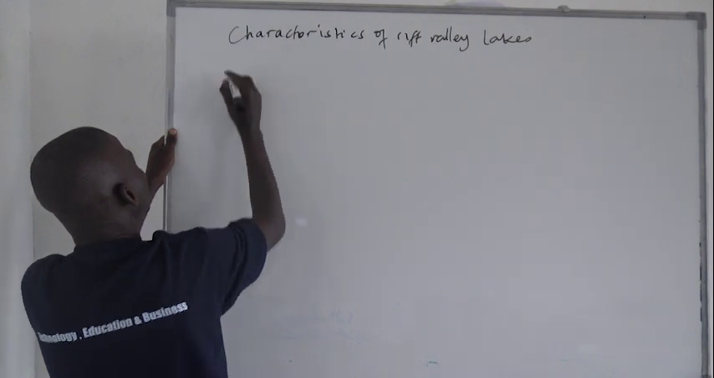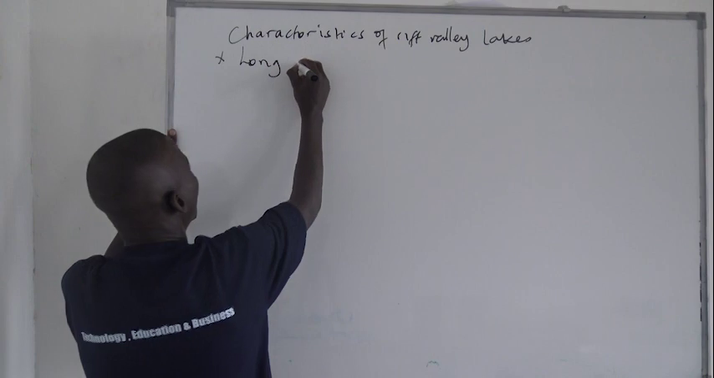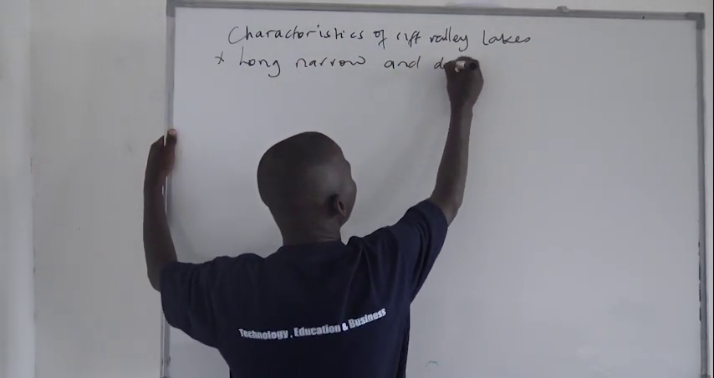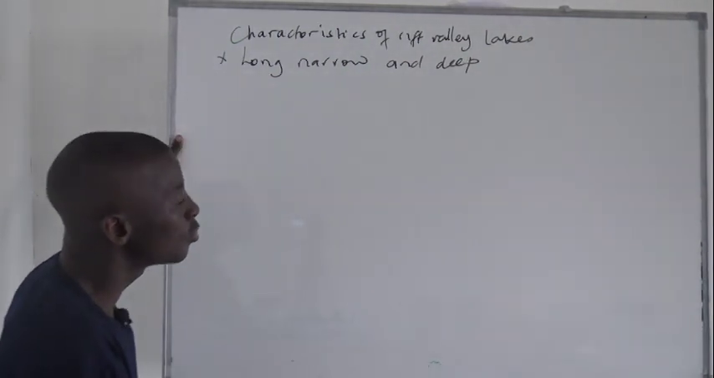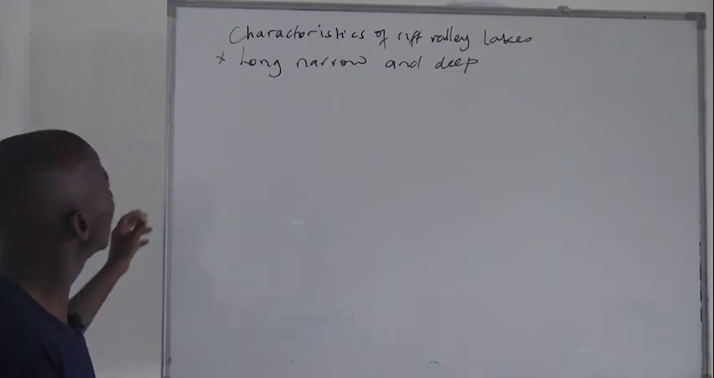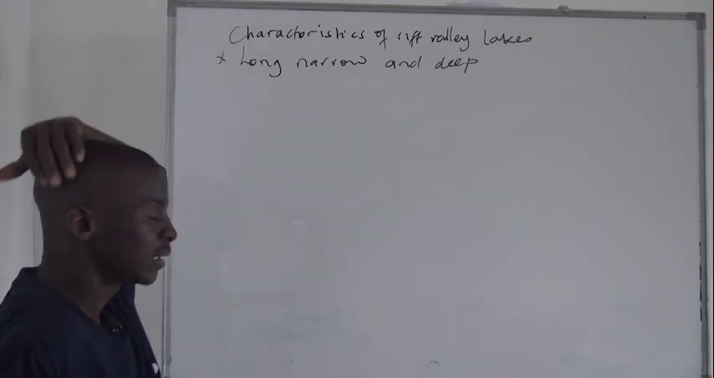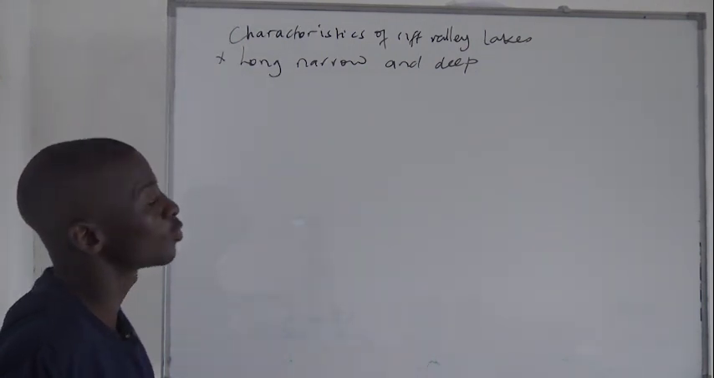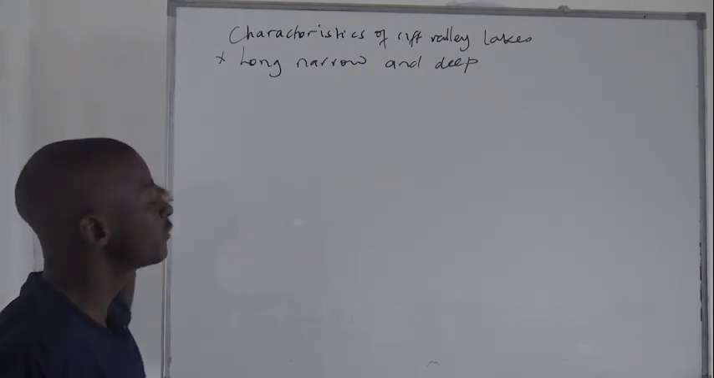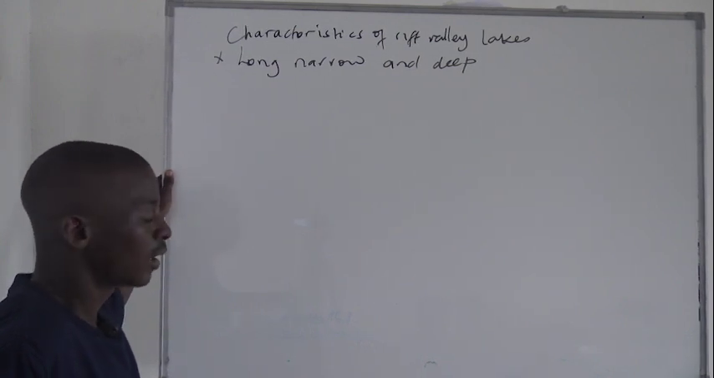A characteristic of Rift Valley lakes is, first and foremost, that they are long, narrow, and deep. Such lakes are very long and very narrow in size. They are not very large as opposed to downwarp lakes. They cover several kilometers in length, but they are not very big. They are narrow usually and they are deep down.